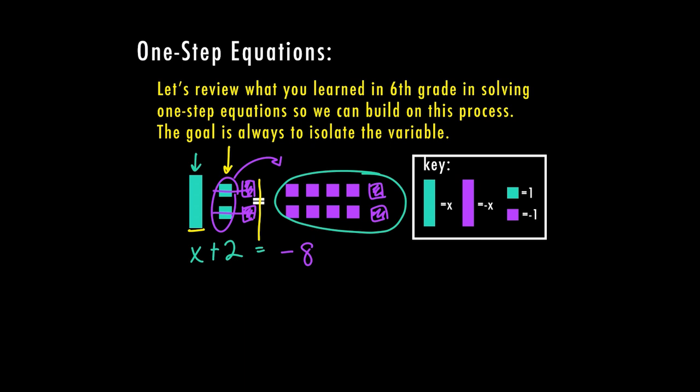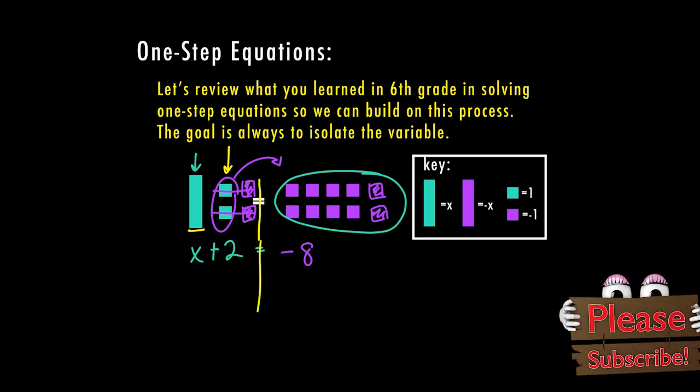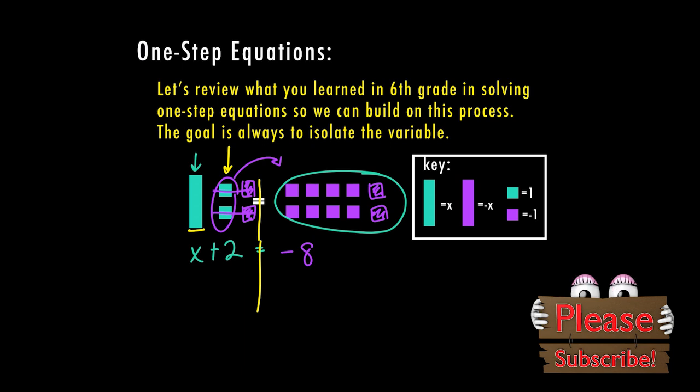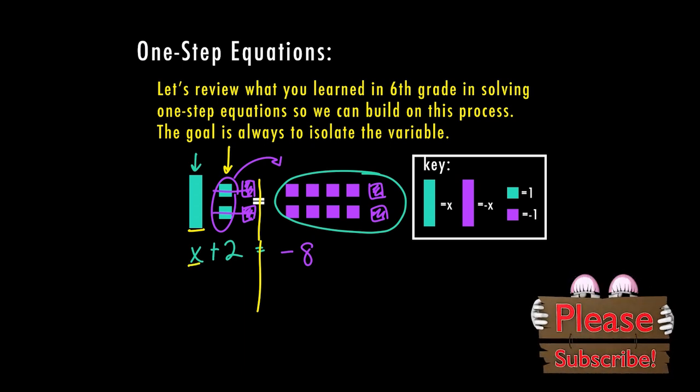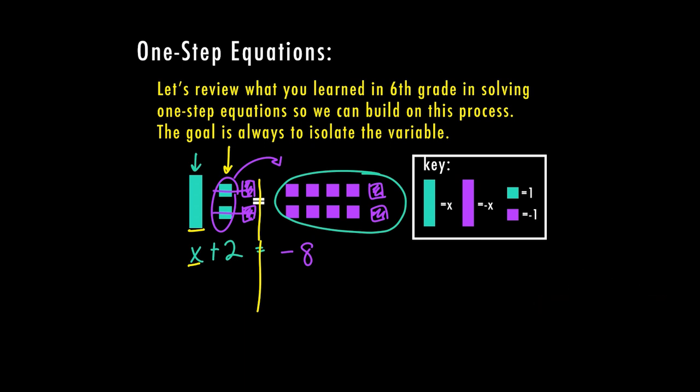So now let's do this mathematically. Right below that, we have a math sentence. We said x plus 2 equals negative 8. Again, the equal sign is the center of my balance, and I want to get this x by itself. In order to do that, I need to move this 2 to the other side. In order to get rid of that positive 2, I'm going to subtract 2.